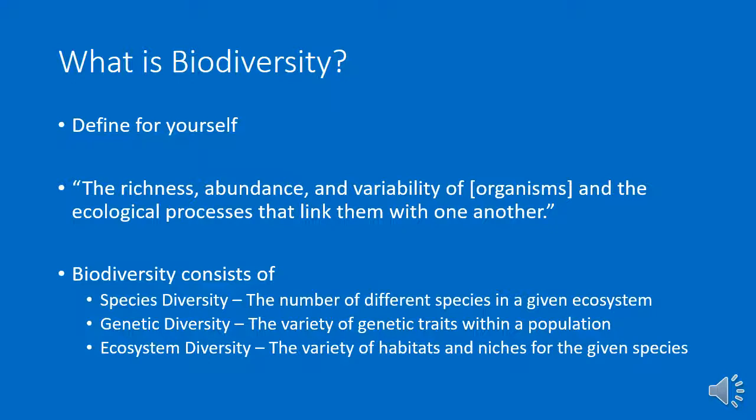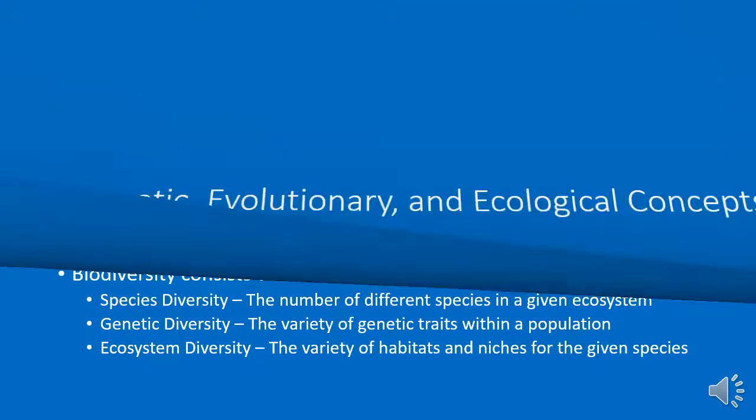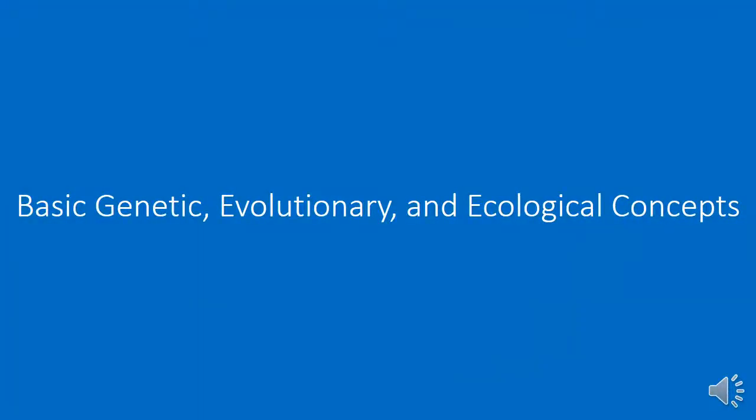And then ecosystem diversity is going to be the variety of habitats and niches for a given species. And you're like, I don't know what that word niche means yet. Well, that's okay. We're going to get to it. That's ecosystem level diversity. And to be able to understand this genetic diversity and what a population is and what a species is and all that stuff, we've got to do a little bit of basic genetics. You could get an entire college degree in genetics, but we're going to go over it in like one slide.